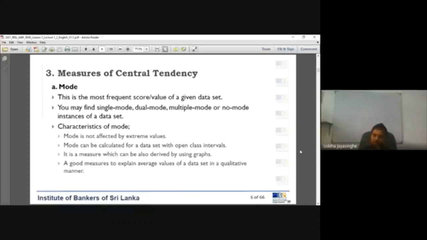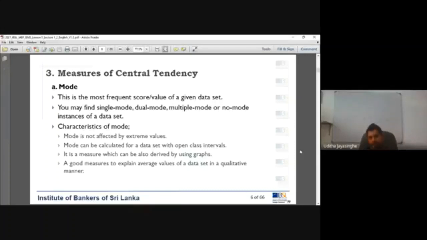Reiterating, it's the most frequent value for a given data set. Pretty much useful, easy to use. It's a good measure to explain an indicator in a qualitative manner, no quantitative computations. So it's useful in many ways, and still it's just one number in a particular data set. And in instances where you have no modes, this is still not going to be a good representative or a good identifier of central tendency.